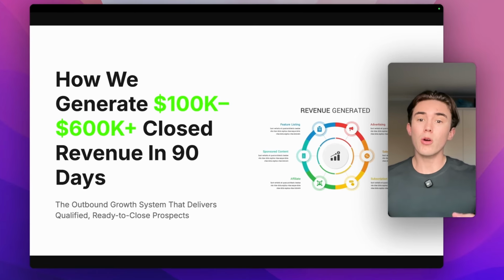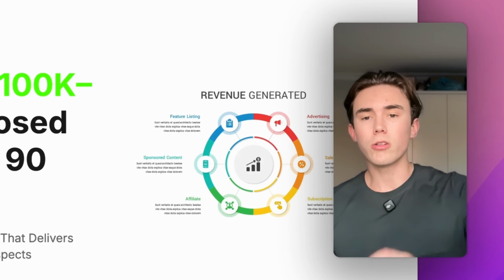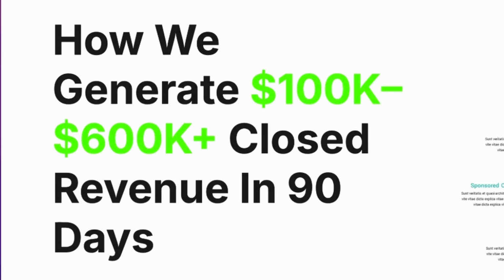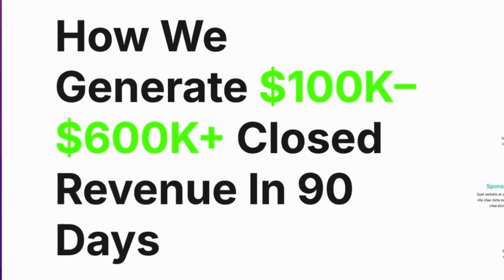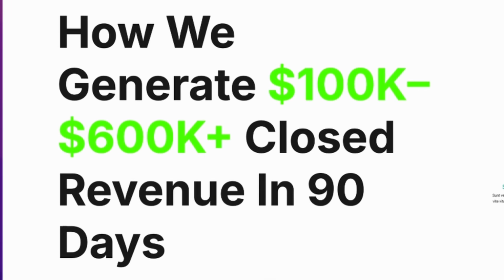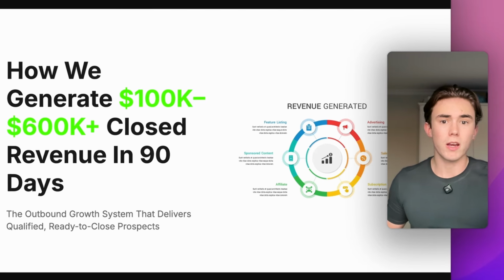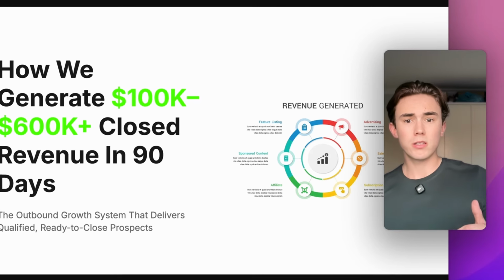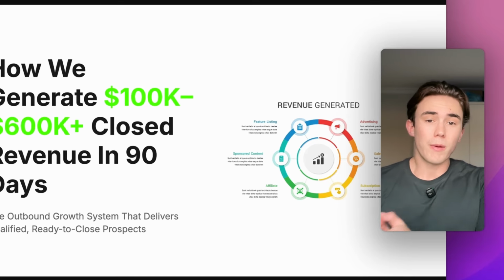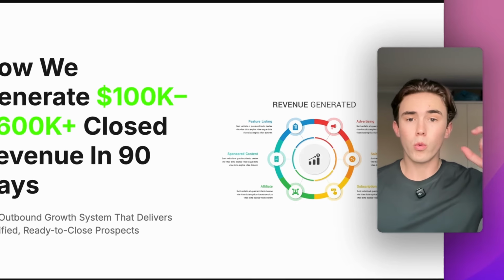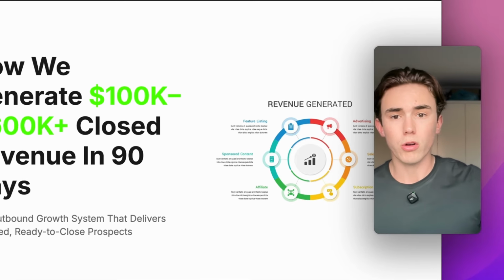Most people blame oversaturation, whereas we are consistently generating $100,000 to $600,000 within a 90-day period for each one of our clients, all through cold email. In this video, I'm going to take you through the exact strategies, exact ICP frameworks, email scripts, everything from A to Z in terms of how we get such consistent results across the board.